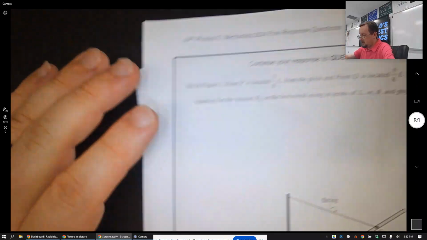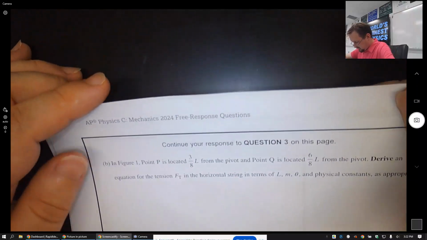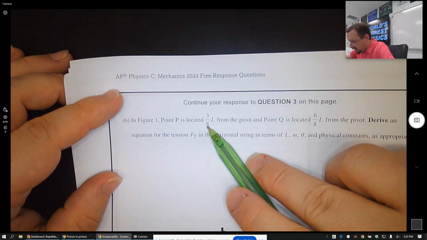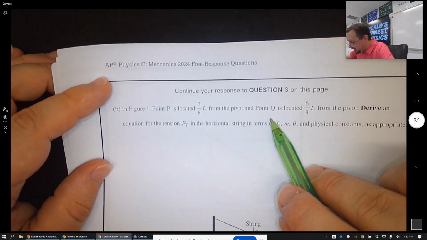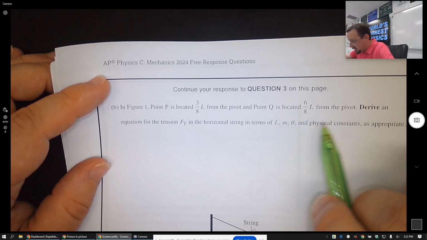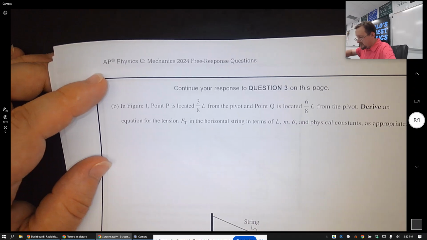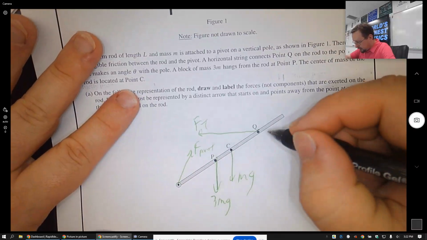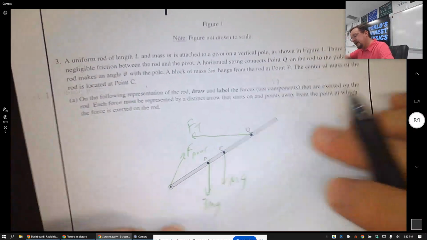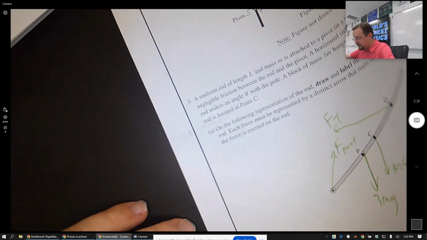All right. Figure 1. Point P is located 3/8 of the length from the pivot, and point Q is 6/8. Derive an equation for the tension force. Okay, so this is 3/8. Did they seriously say 6/8? Like they didn't even reduce that. Okay.